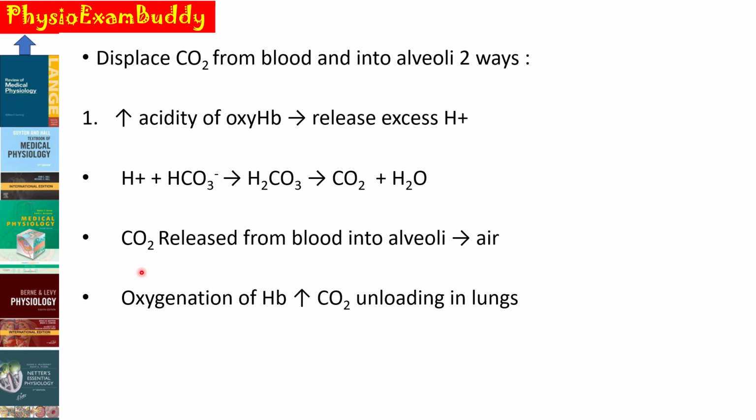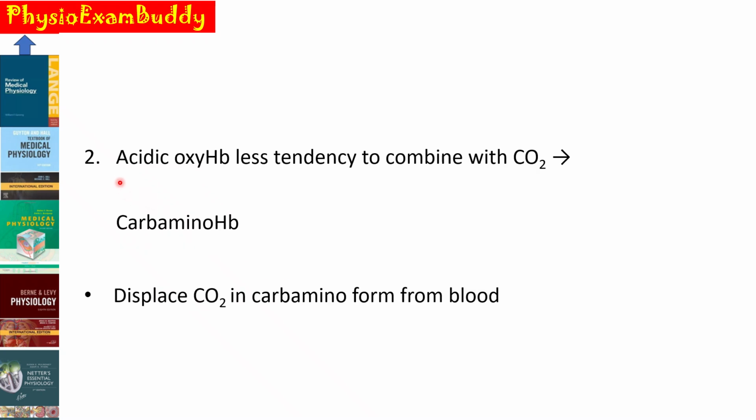And this carbon dioxide will be released from the blood into the alveoli and finally into the air, and thus oxygenation of the hemoglobin in the lungs increases the carbon dioxide unloading. And the second way of the Haldane effect is that the acidic oxyhemoglobin has a lesser tendency to combine with the carbon dioxide to form carbamino hemoglobin, thus displacing much of the carbon dioxide that is present in the carbamino form from the blood.